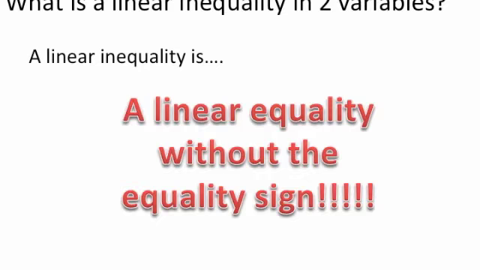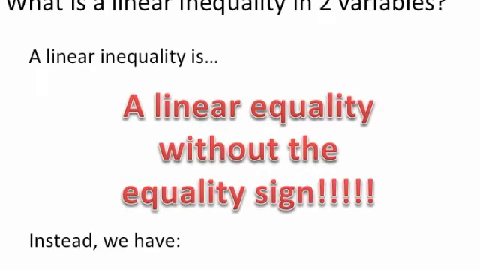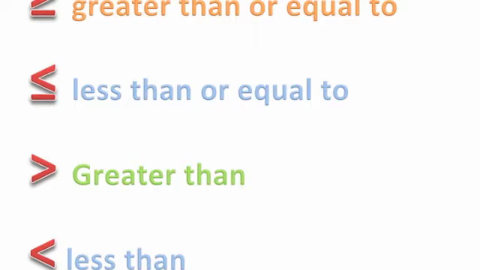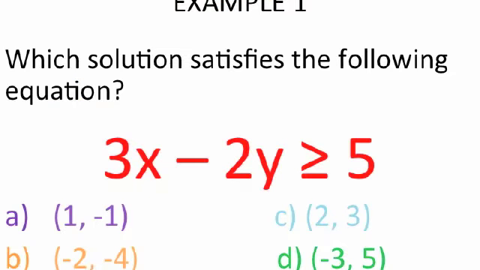What is a linear inequality in two variables? A linear inequality is a linear equality without the equality sign. Yay! Instead, we have, what do we have? Greater than or equal to, less than or equal to, greater than, and less than. All the signs of the rainbow.